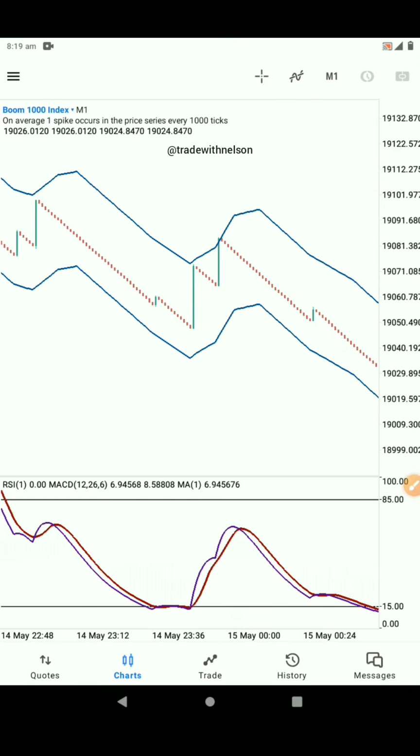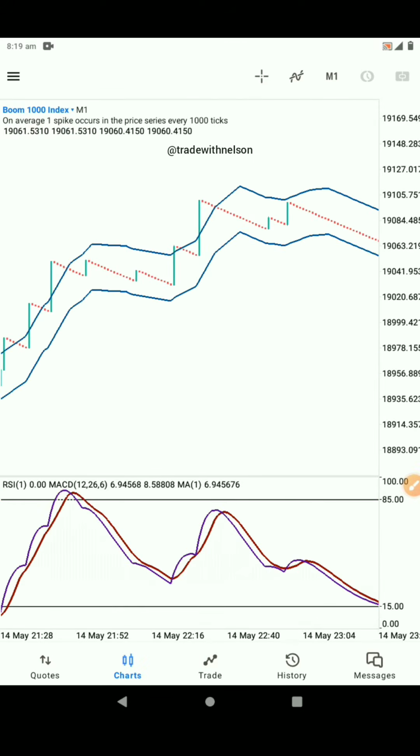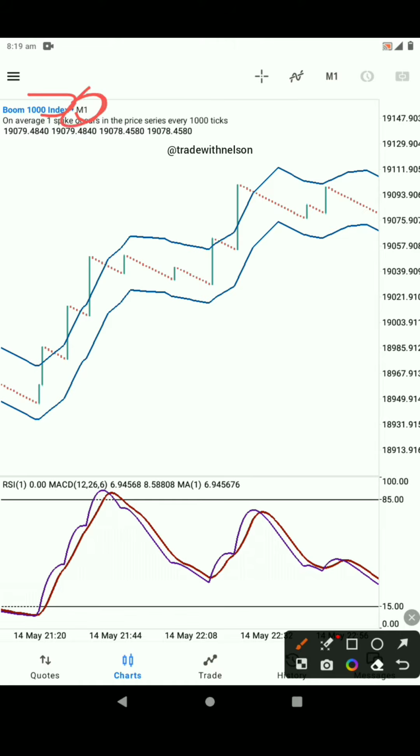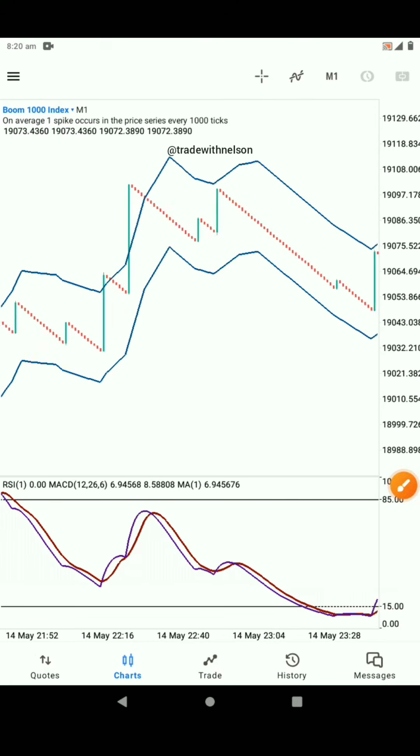So without wasting our time, let me quickly explain how this strategy works so that you can go back on your chart and work on them. So if you look carefully on my chart, this is the boom 1000 and this is 1 minute time frame. So this strategy works only on the 1 minute time frame. You don't need any of the higher time frame to trade this strategy.